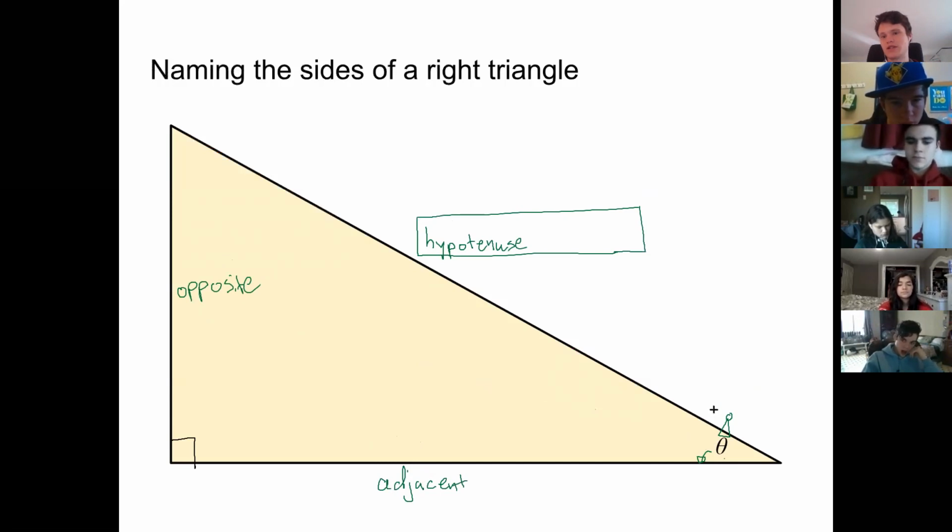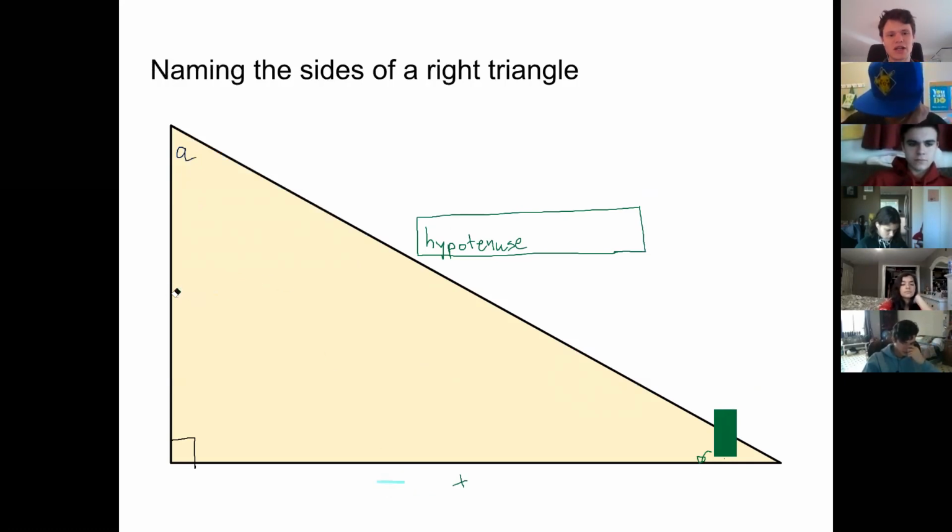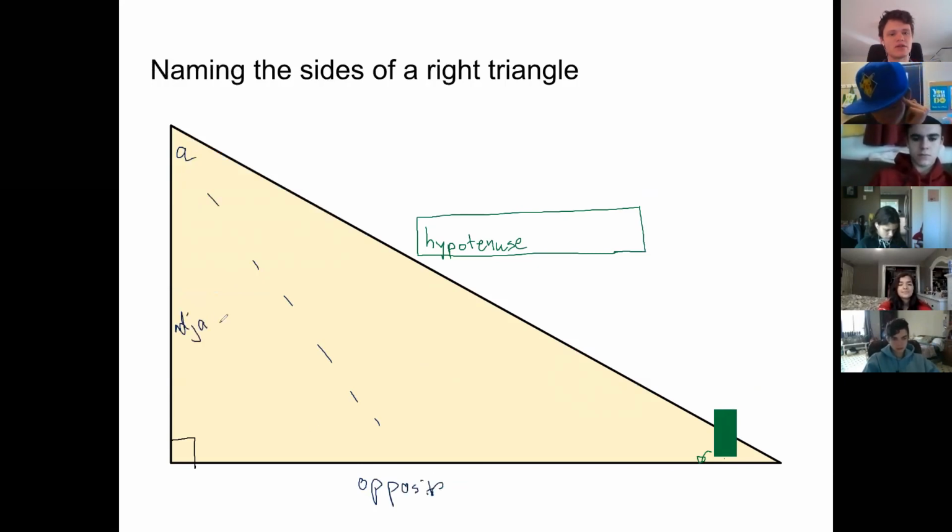If it was no longer that guy's birthday, if instead it was Alpha's birthday over here, the hypotenuse is always a hypotenuse. But now, if we're focusing on this angle here, our new opposite is over here, and our new adjacent is over here. So just a reminder that it has everything to do with the angle in question, the star of the show. All right. Questions so far?